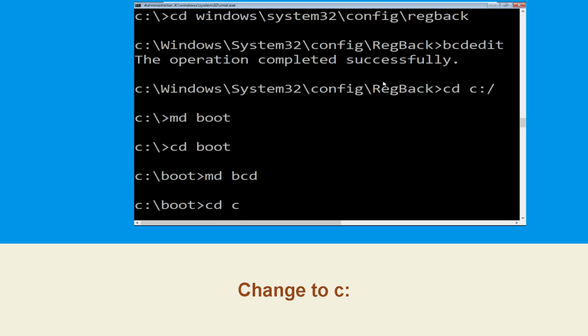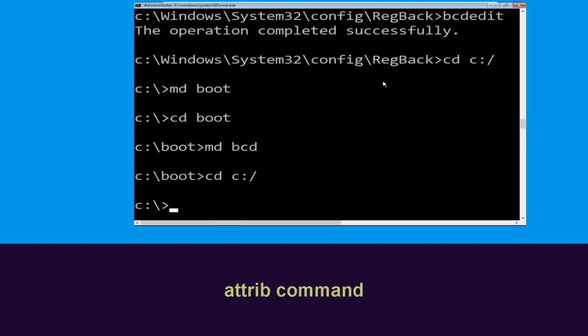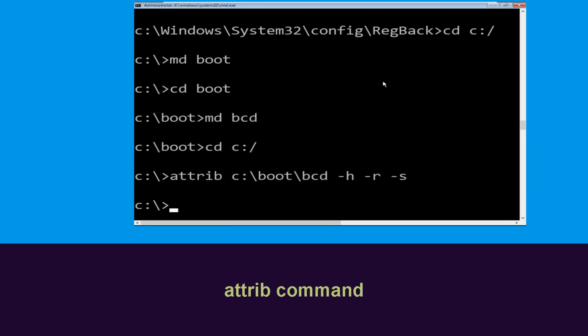Type cd space C:/ and hit enter. Now type attrib space C:/boot/bcd space -h space -r space -s and hit enter to execute.